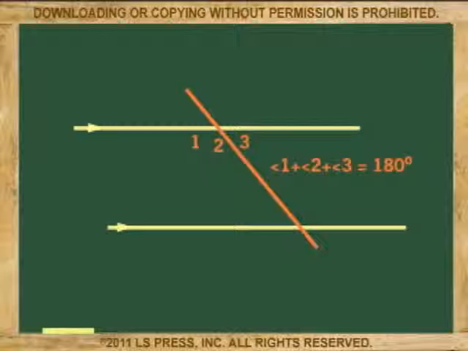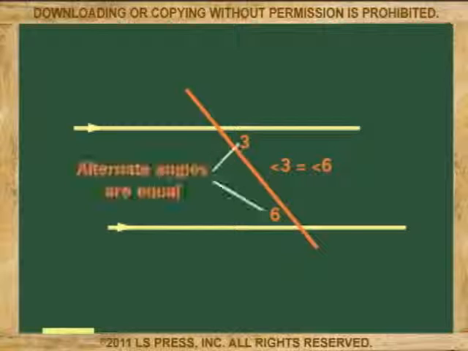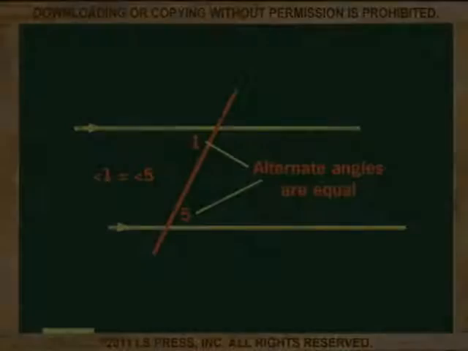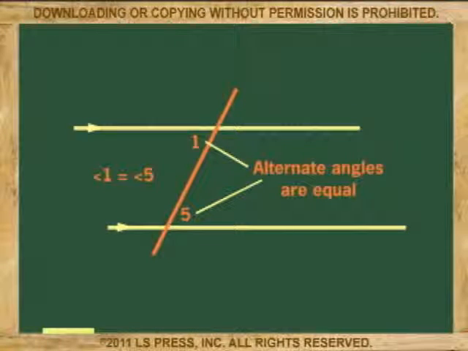We can see here that angle 3 and angle 6 are equal. Why? Because if two parallel lines are cut by a transversal, then the alternate interior angles are equal. We said that in the last section. So angle 3 and angle 6 are equal. Now, going to the other transversal line, we see that the same thing is happening with angles 1 and 5. They are equal for the same reason. They are alternate interior angles formed by two parallel lines.